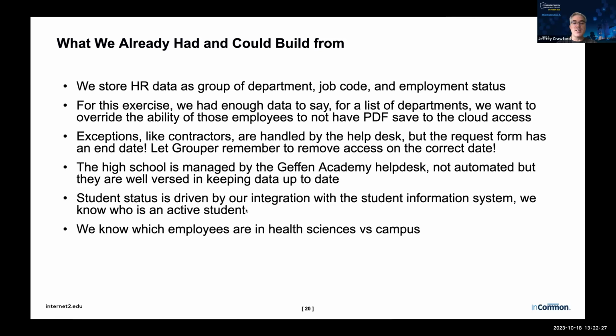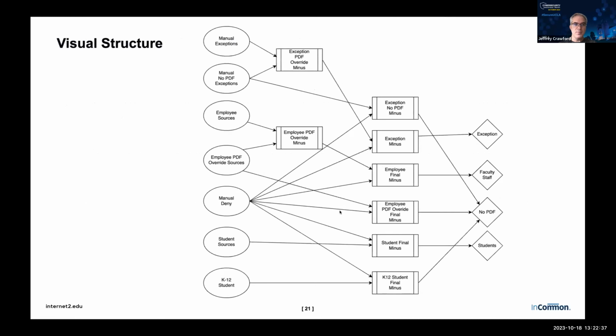And student status is driven by integration to the student information system. So we know who's an active student, and we also know which employees are in health sciences versus campus. So that was really valuable. So this is sort of a visual structure. If you think of the manual sources or automatic sources being on the left, the middle is sort of the intermediate groups that define what particular entitlement someone should have, or a role, depending on how you define it at your campus. And then the diamonds on the right side are the final entitlements.